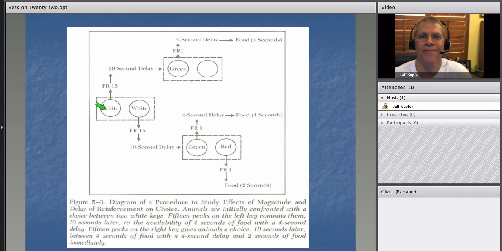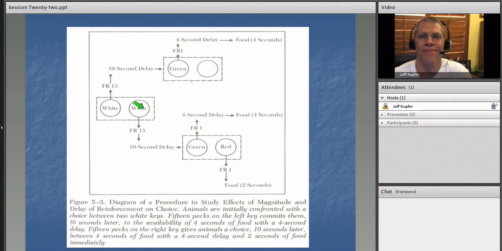The first key is green, just like up here, and the contingency of reinforcement is identical: 4 seconds delay, 4 seconds food. It's the same thing that was up here. On the other hand, if the pigeon pecks the right key, which is red, one time, food is delivered, but there's a 2-second delay. Okay? What happens here now? In other words, there's 2 seconds of food and no delay.